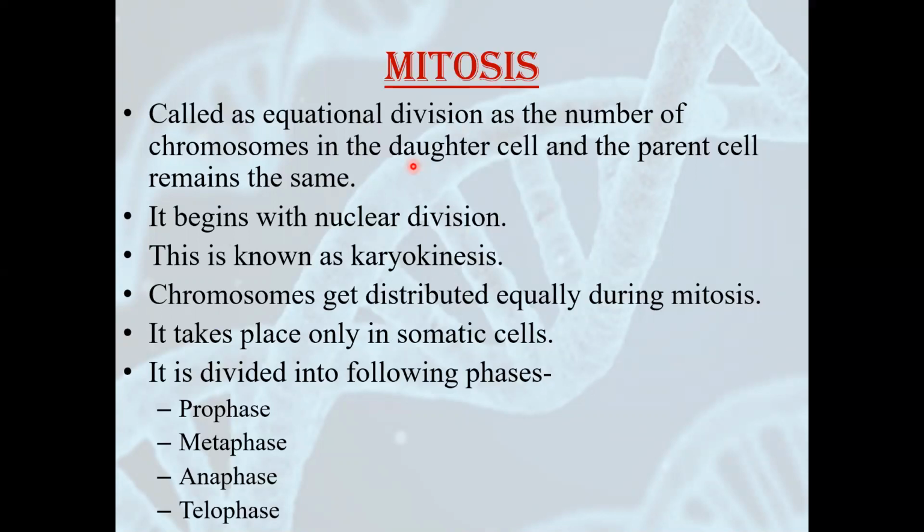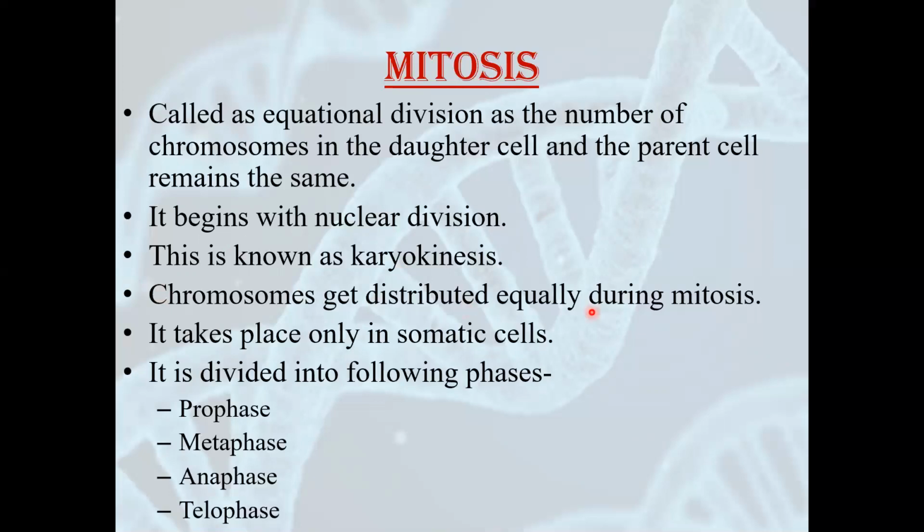Now, how does this mitosis start? It starts with nuclear division. That means initially the nucleus will divide. So there will be one cell, there will be one nucleus. This one nucleus will divide and form 2 nuclei. After this division of nucleus, the cytoplasm will divide and the entire cell will divide. When the nucleus is dividing, it is called karyokinesis, and when the cell itself is getting divided, it is called cytokinesis.